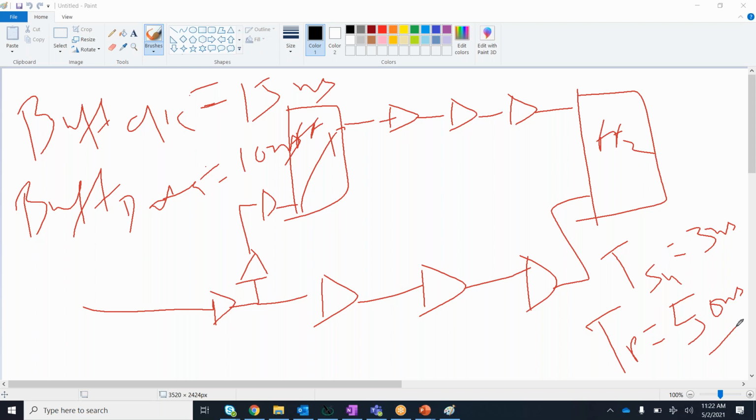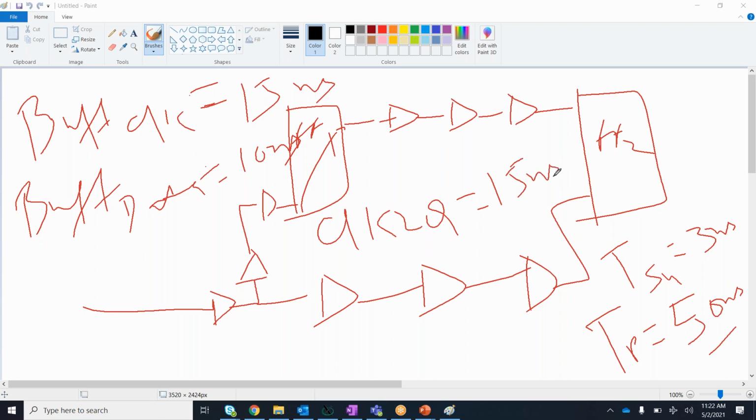This is your setup. You have a clock buffer. Each buffer is giving a delay of 15 nanoseconds. The data buffer is giving a delay of 10 nanoseconds. And clock to Q delay is 15 nanoseconds.